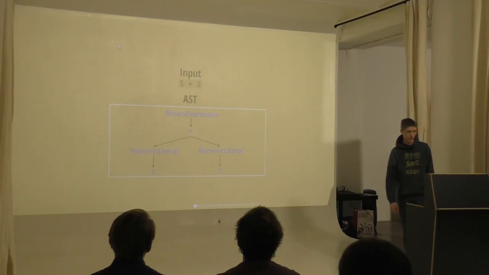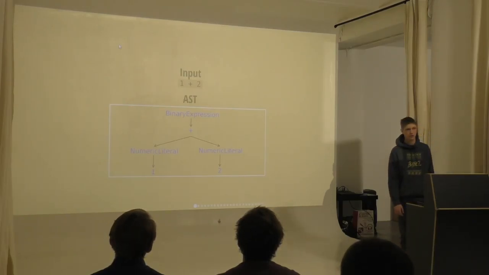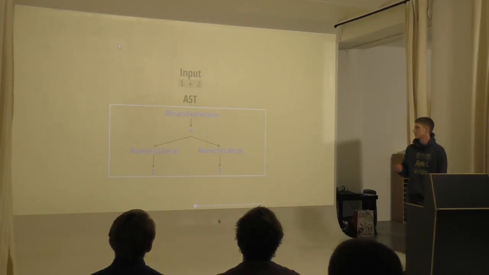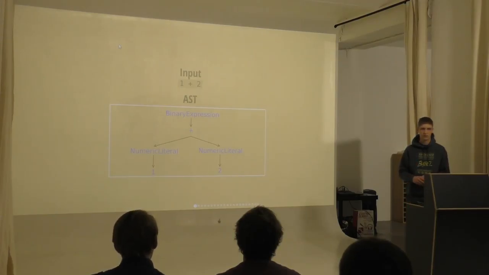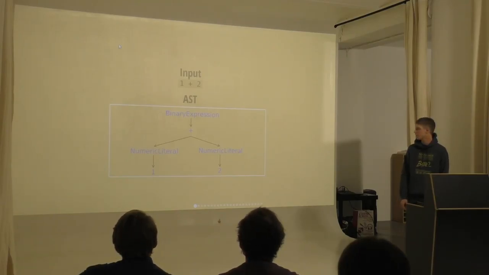So this is an example. On top, I have my code. It's just 1 plus 2. And on the bottom, I have the corresponding AST. So the first node is just the addition, which is a binary expression. And we have two numbers on the left and right branch, which are here number literals. So this is really simple, I think.